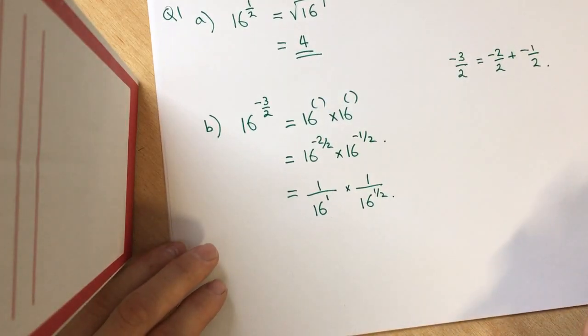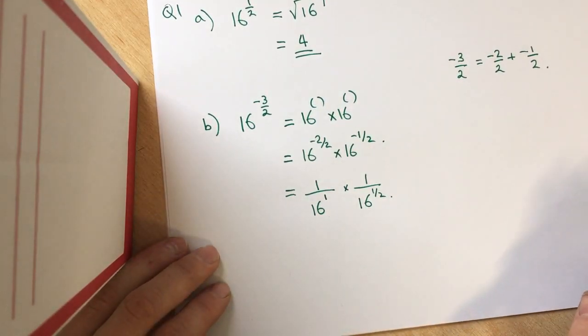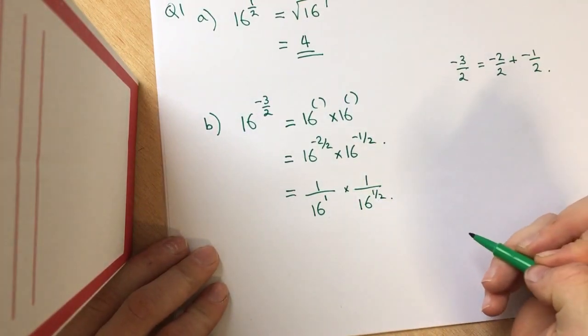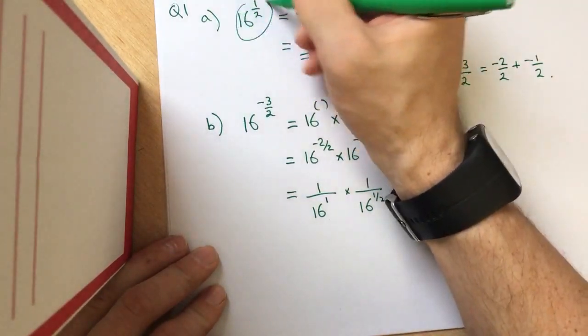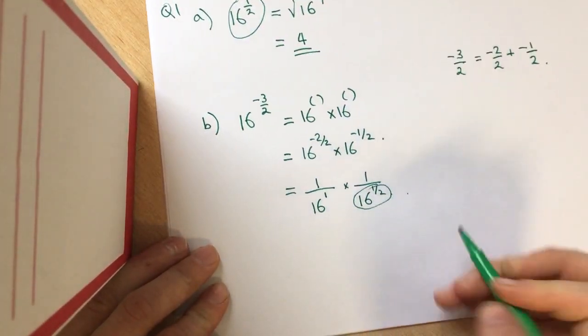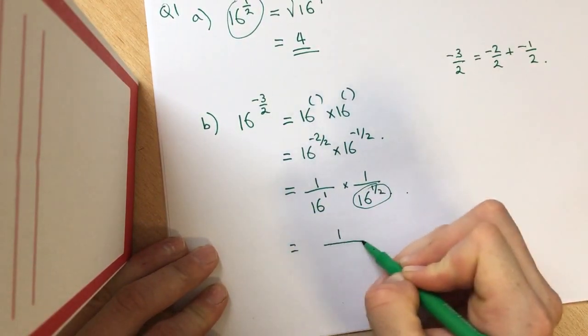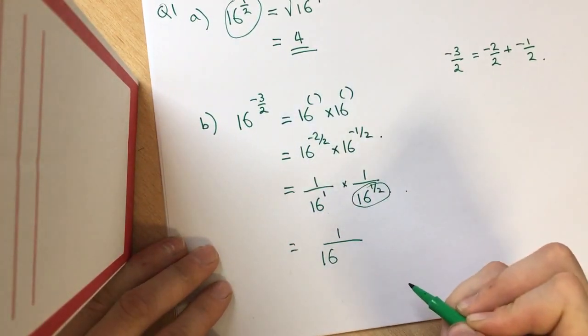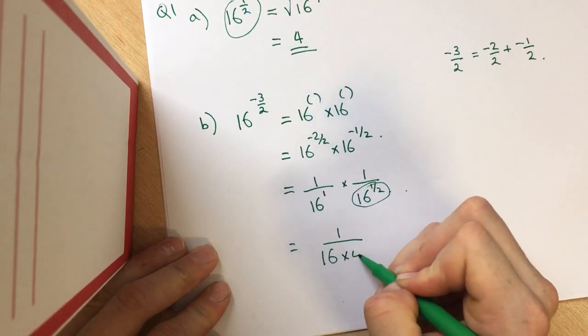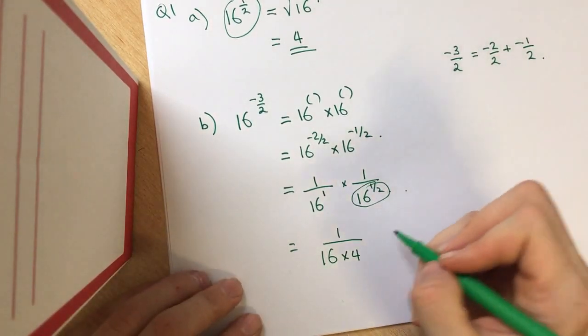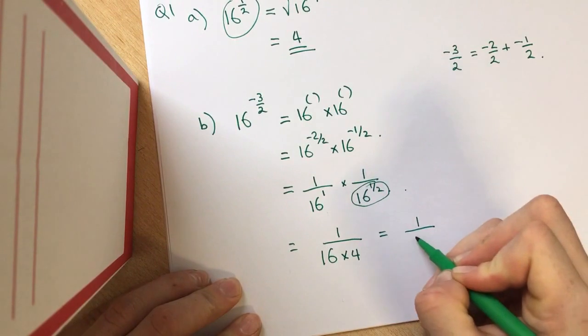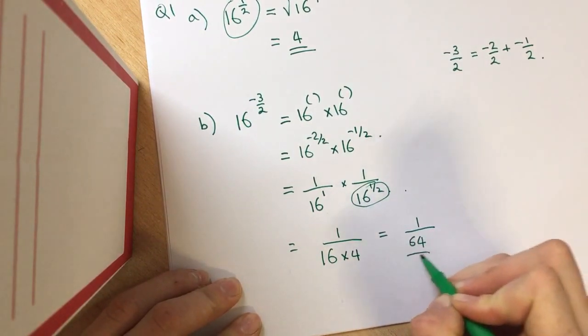What's useful to note in these types of questions is that you tend to have solved part of this in part A. As you can see, we've got 16 to the 1/2 here and 16 to the 1/2 here. So we can rewrite this quite simply as 1 over 16, because 16 to the power of 1 is 16, times 4. So then it's just a simple multiplication. 16 times 4 is 64. So the answer is 1 over 64.